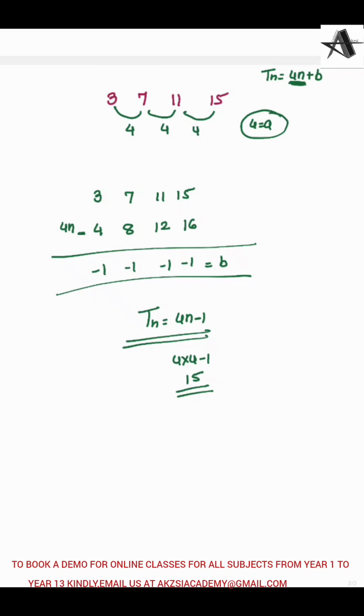Suppose the question is now to calculate the 100th term. So just put n equals 100, which is 4 into 100 minus 1, which will give you 399. So the 100th term is 399. Let me do one more question.